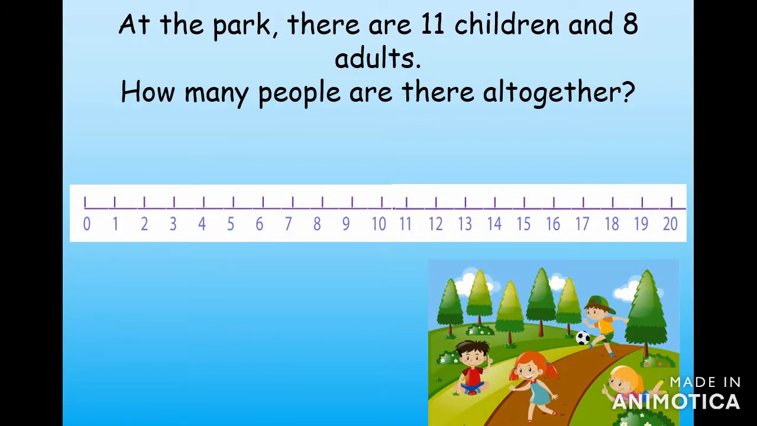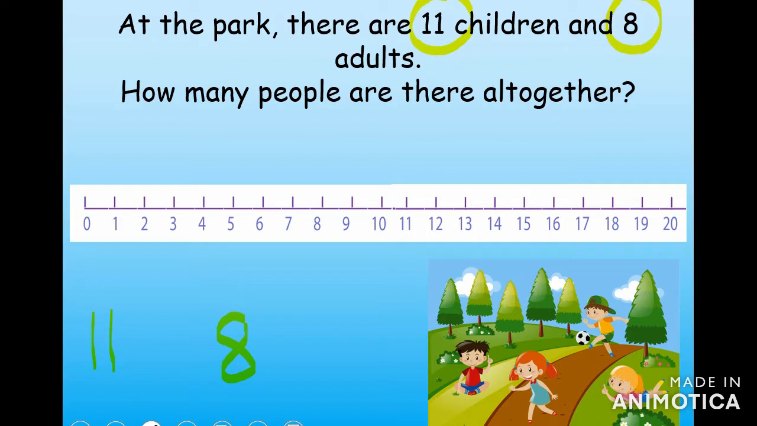Our first question is, at the park there are 11 children and 8 adults. How many people are there altogether? Now, to be able to solve this problem, what we first need to do is have a look at the numbers that the word problem is giving to us. So it says, at the park there are 11 children and 8 adults. So we know that to solve this problem, we're going to need the numbers 11 and 8. We're going to leave a gap in between the number 11 and 8 until we find out whether we need to add or subtract.